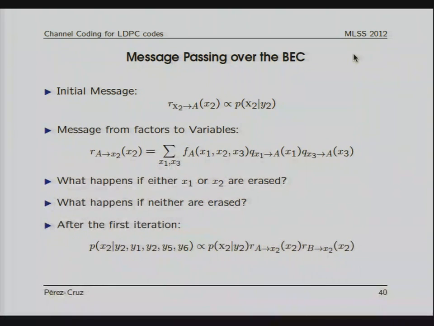Everybody sees that? So the rules are very simple. You just need to look for factors in which all the variables are erased except one, because that factor can tell something about the variable that is missing. And then that variable is going to be de-erased.